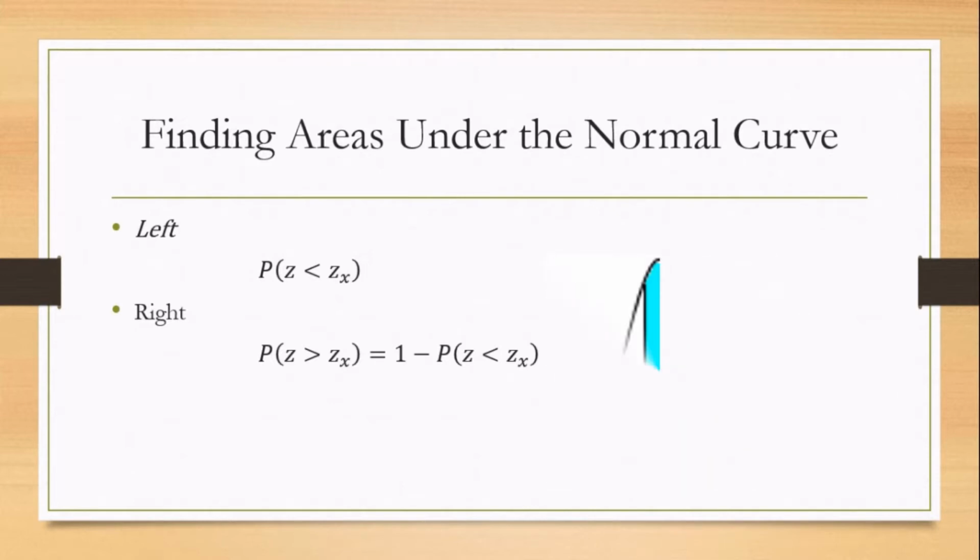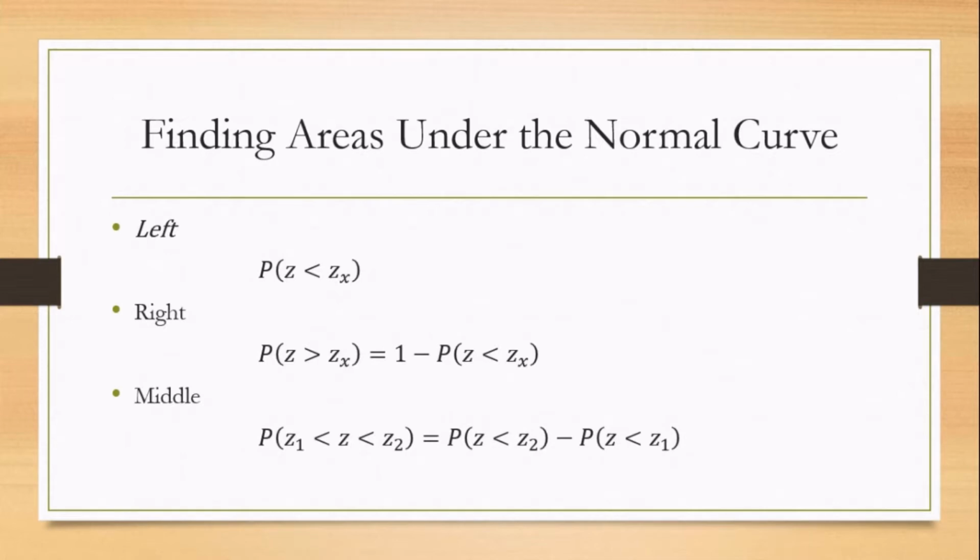Lastly, in finding areas in between two values of z, or the probability of z greater than z sub 1 and less than z sub 2, we just subtract their areas to the left. Probability of z less than z sub 2 minus probability of z less than z sub 1.